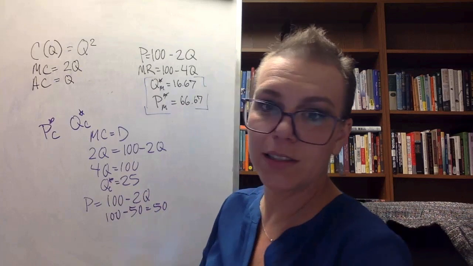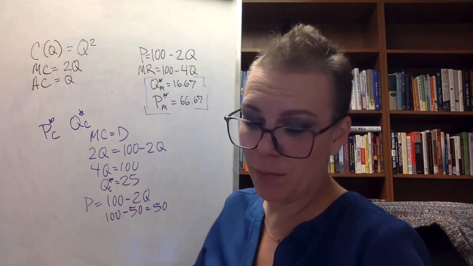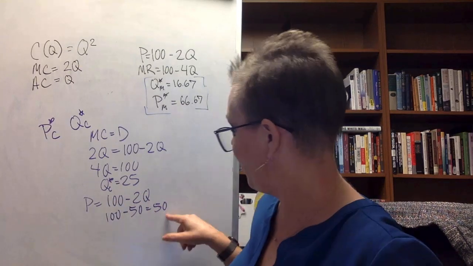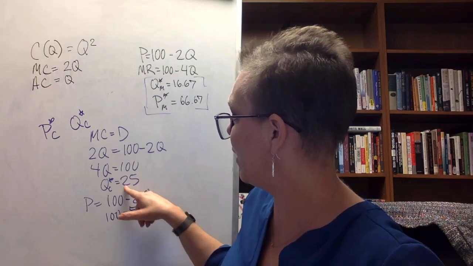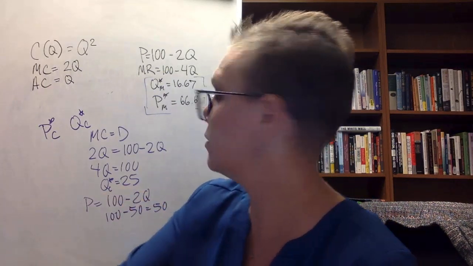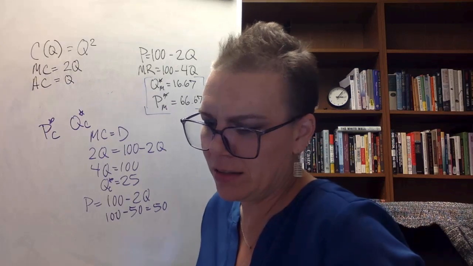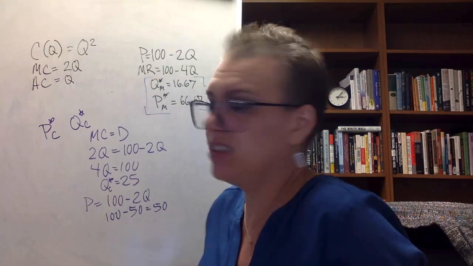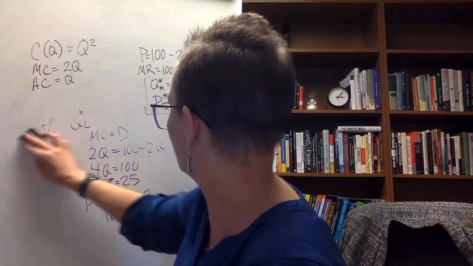So what's our competitive price? Our competitive price is going to be $50, and our competitive quantity is going to be 25 units. Cool? Does that make sense? Kinda? Okay. So let's put that up.